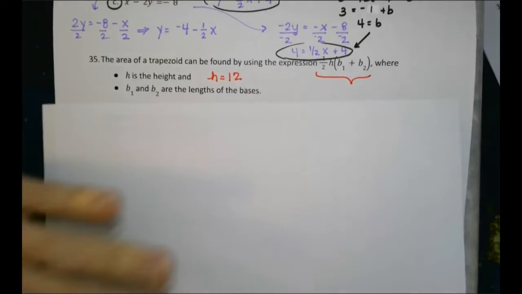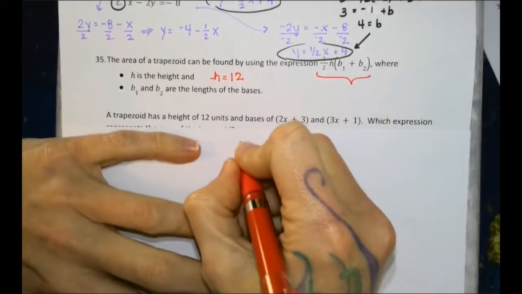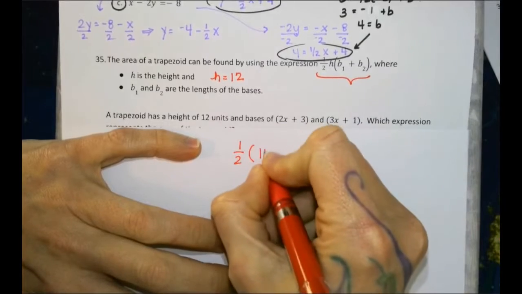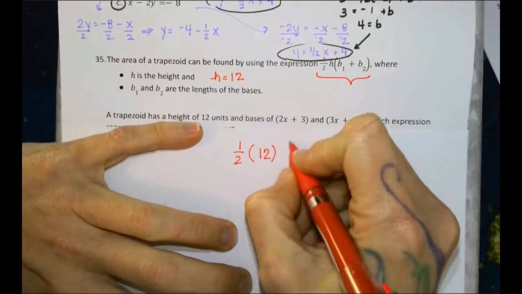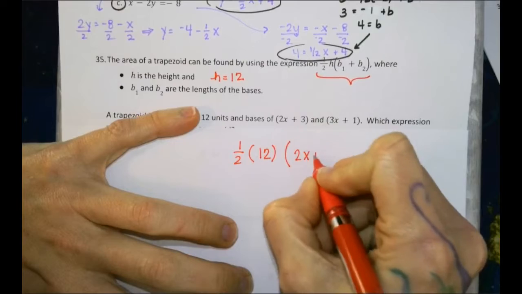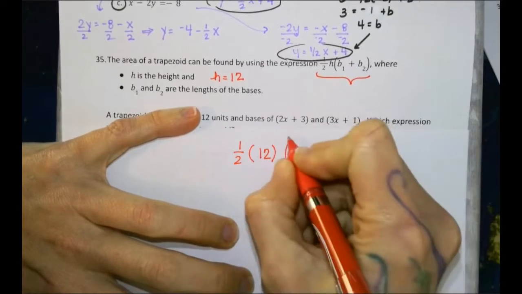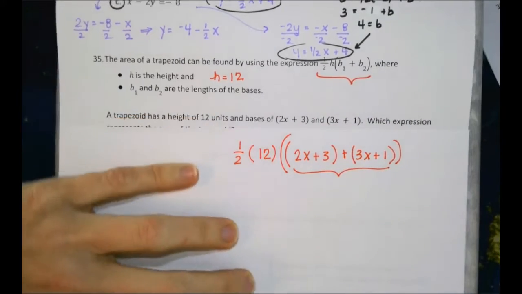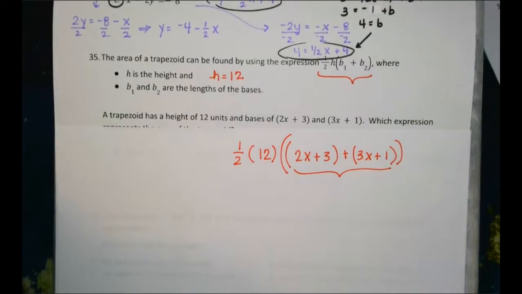So again, we're using our formula. 1/2 times our height, which it says is 12. And then it's B1. It doesn't matter which one since we're going to add them together. These are just combining like terms. So you're just putting together things that match. That's all we can do for now.